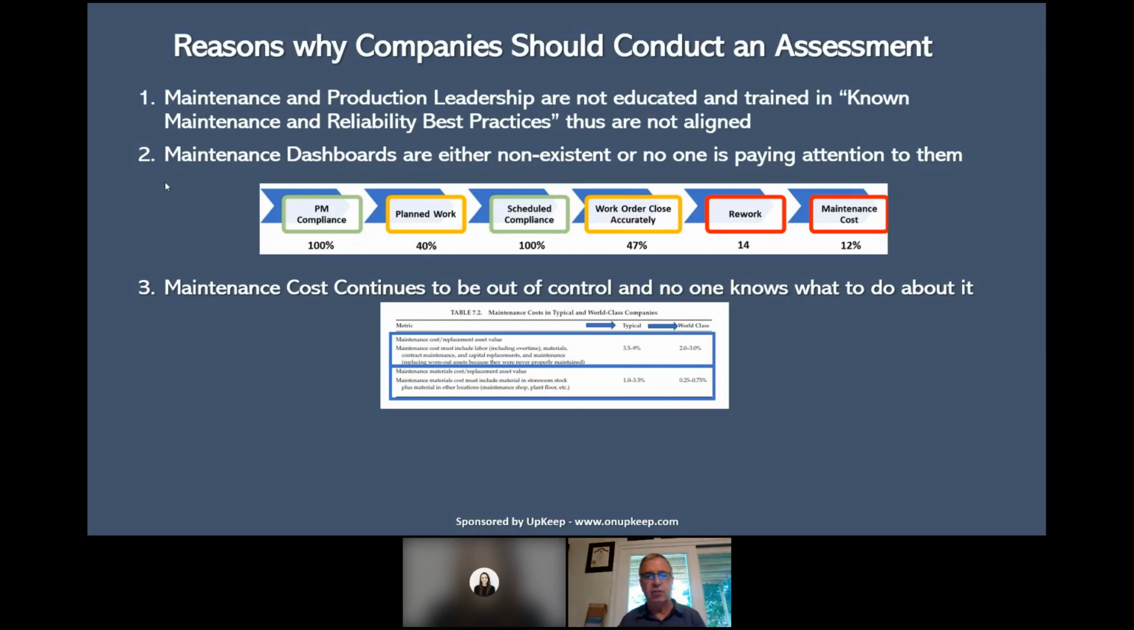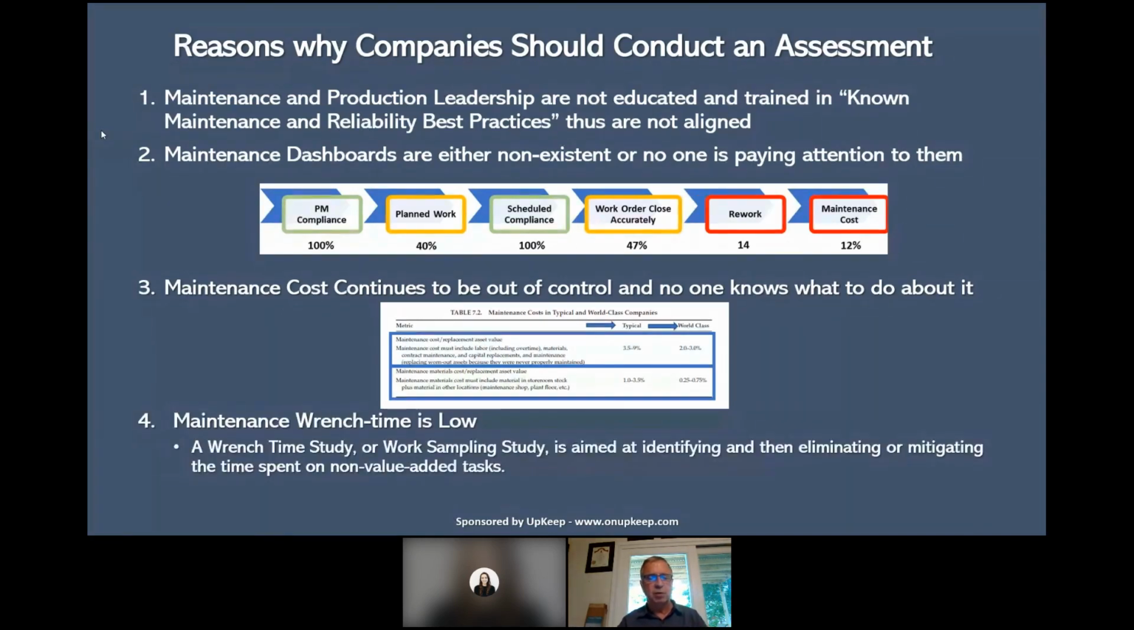Maintenance materials costs, same thing. 1 to 3.5%. Look how low it is for world class, 0.25 to 0.75%. Unbelievable the difference in it. Maintenance wrench time is low. That's hands-on tool time. A wrench time study or a work sampling study is aimed at identifying and then eliminating and mitigating the time spent on non-value-added tasks, like looking for parts.